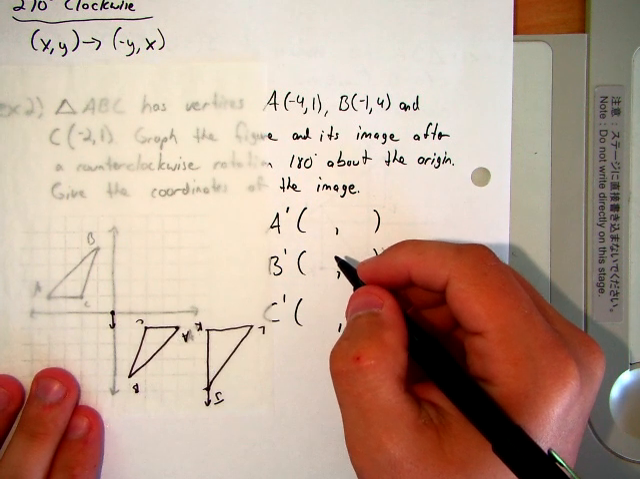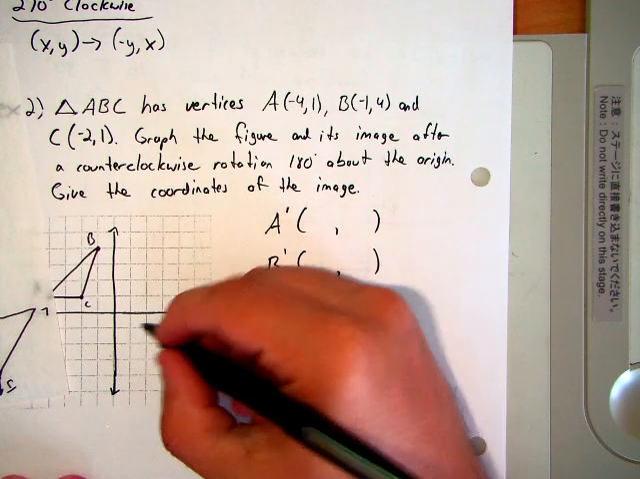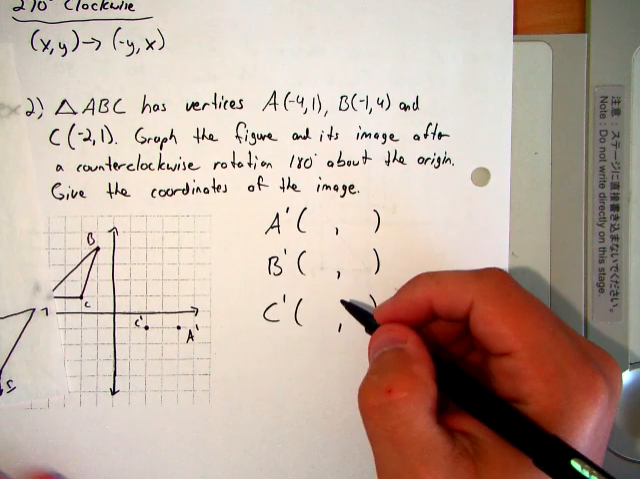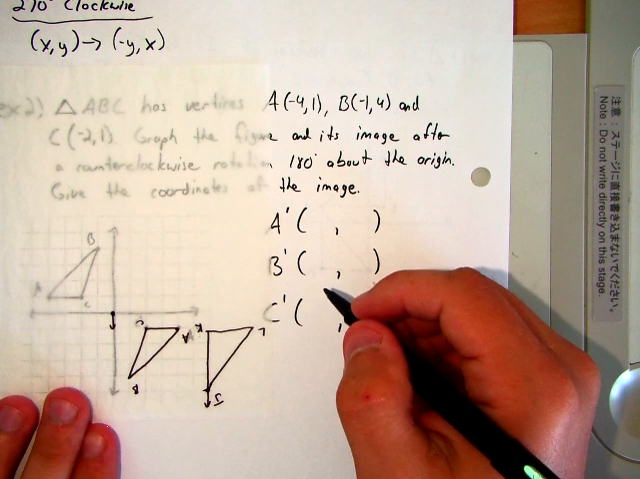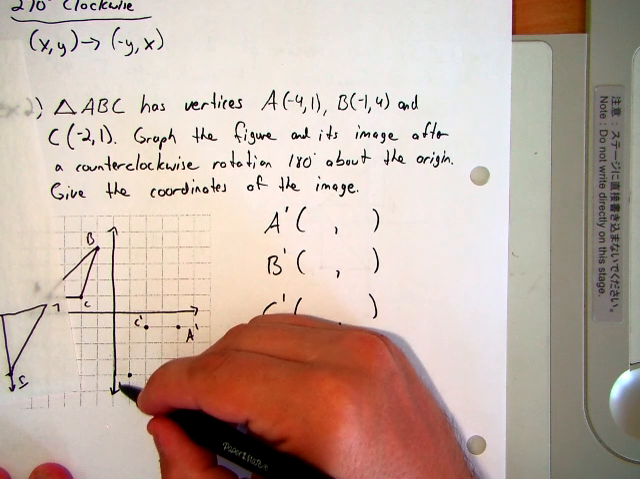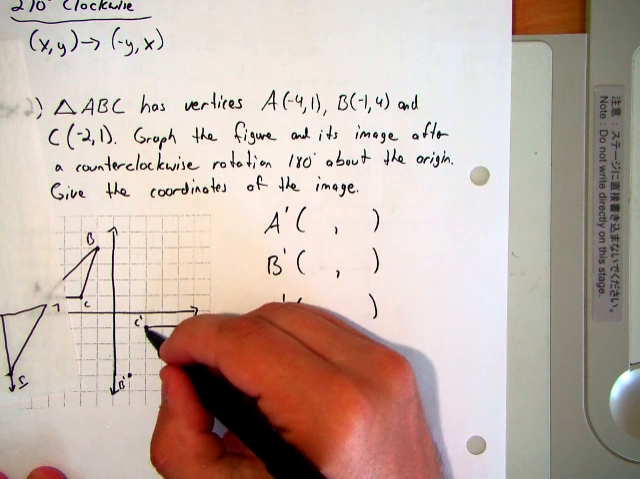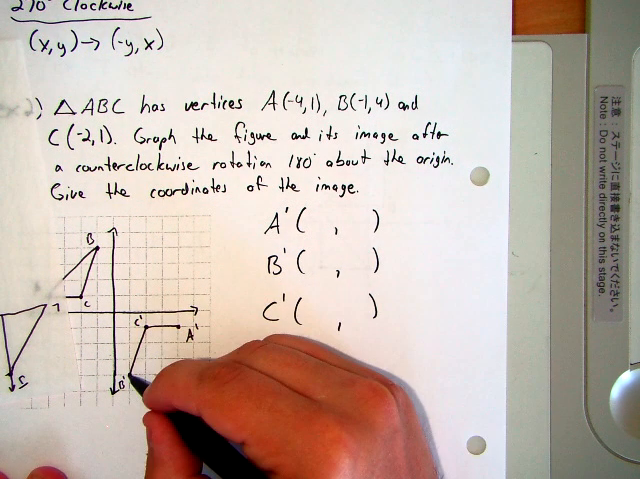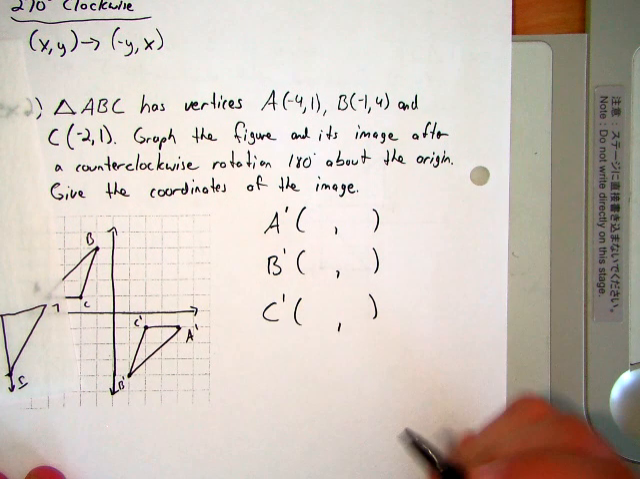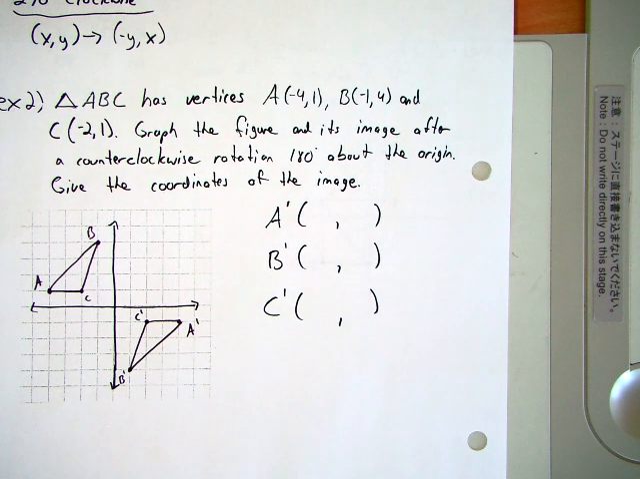Do it again. This here is C prime. And last time, here's B, so that means this would be B prime. Trace and connect the dots like so. And there's your rotated triangle, 180 degrees counterclockwise about the origin.